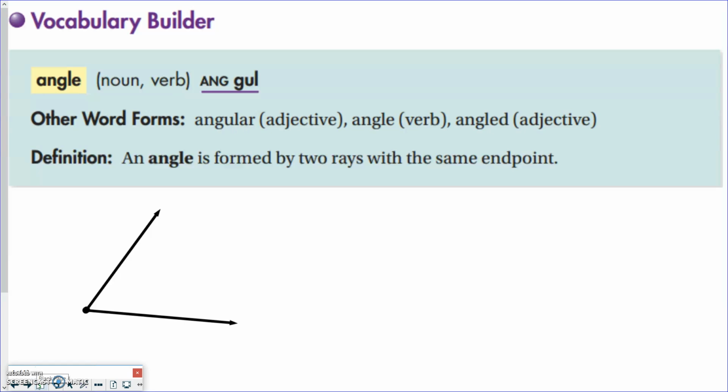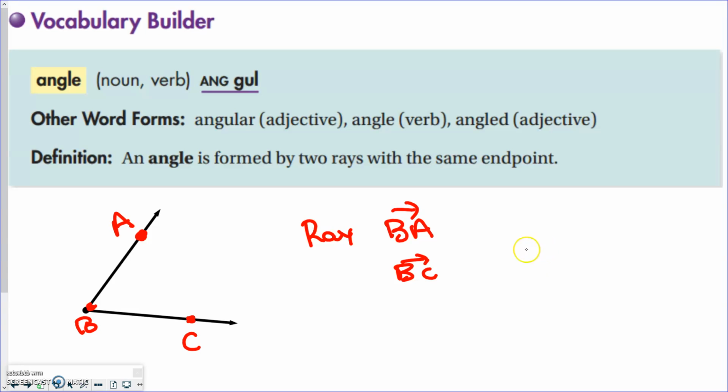What does it mean to be angular? Angular is an adjective, while angle is the verb, and angled is also another adjective. An angle is formed by two rays with the same endpoint. So if I decide to call this A, B, C, ray BA and ray BC create angle ABC or angle CBA.